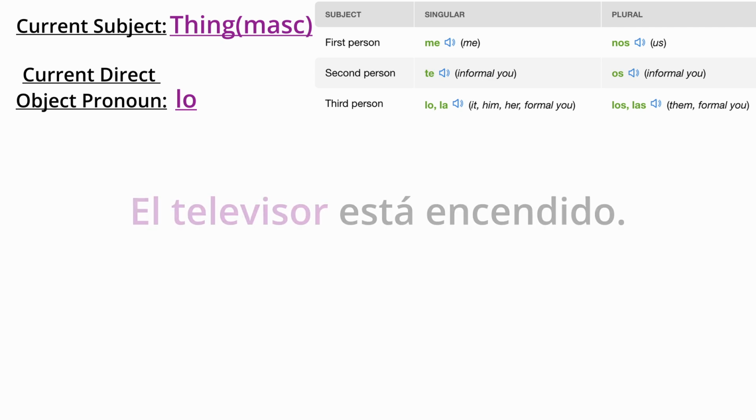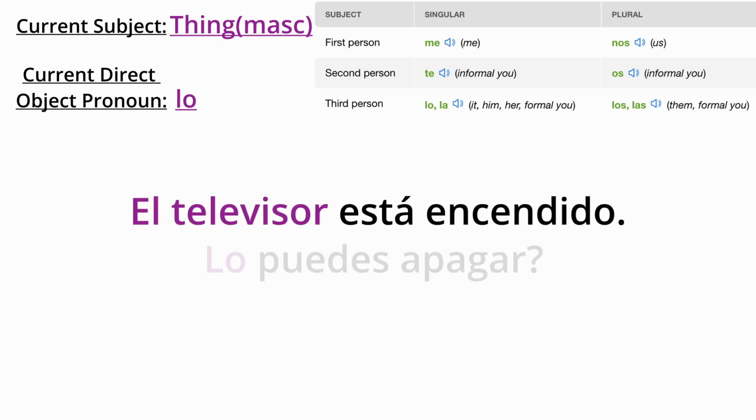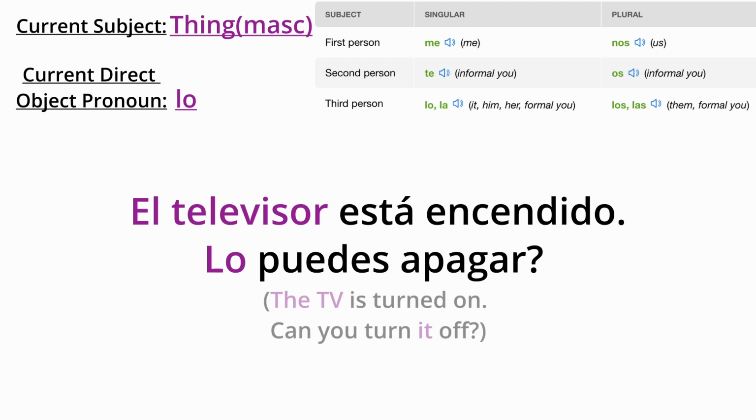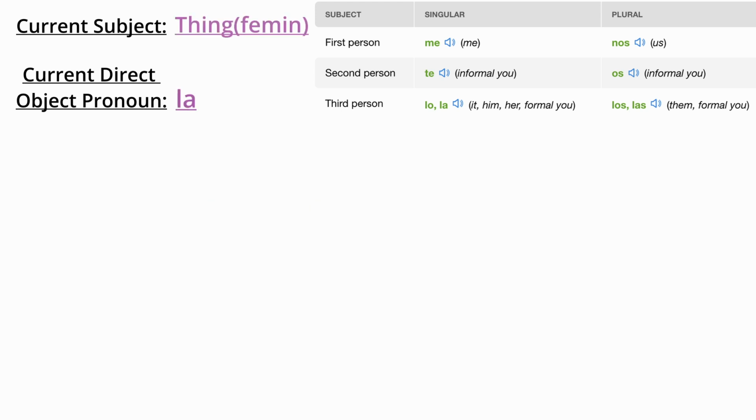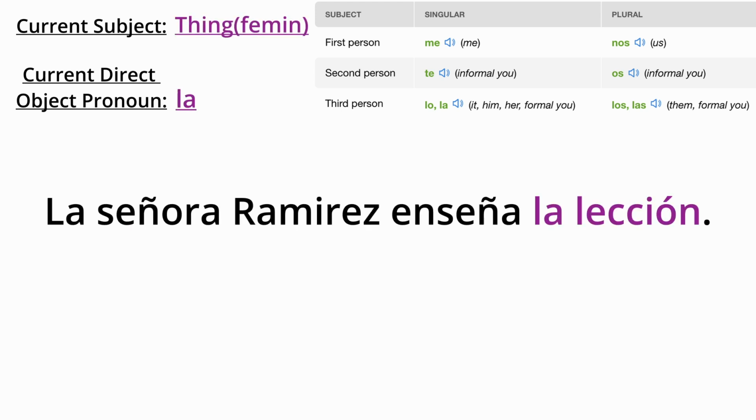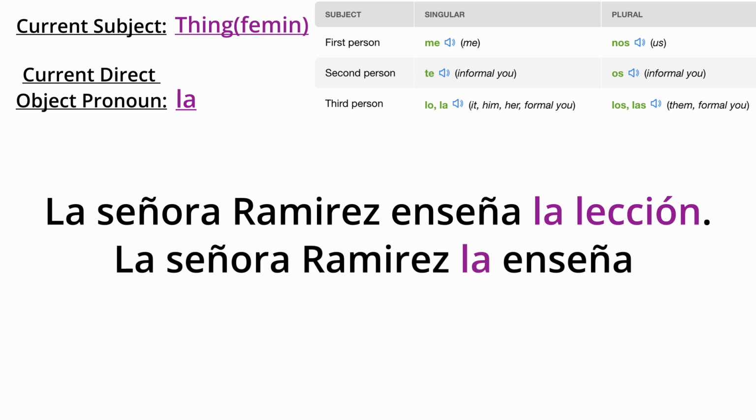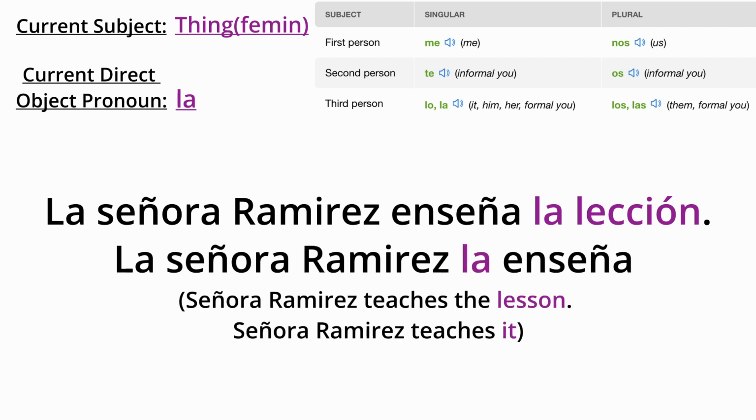Now let's discuss things, or what we call it in English. For example, el televisor está encendido. ¿Lo puedes apagar? Which means the TV is turned on. Can you turn it off? Since the word TV in Spanish is masculine and singular in this case, that means we have to use lo to replace it correctly. Same goes for feminine things. La señora Ramírez enseña la lección. La señora Ramírez la enseña. Señora Ramírez teaches what?